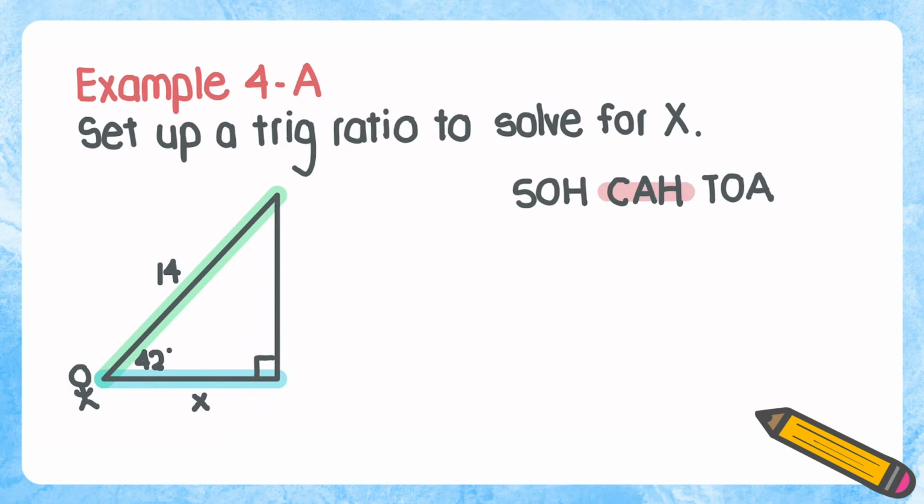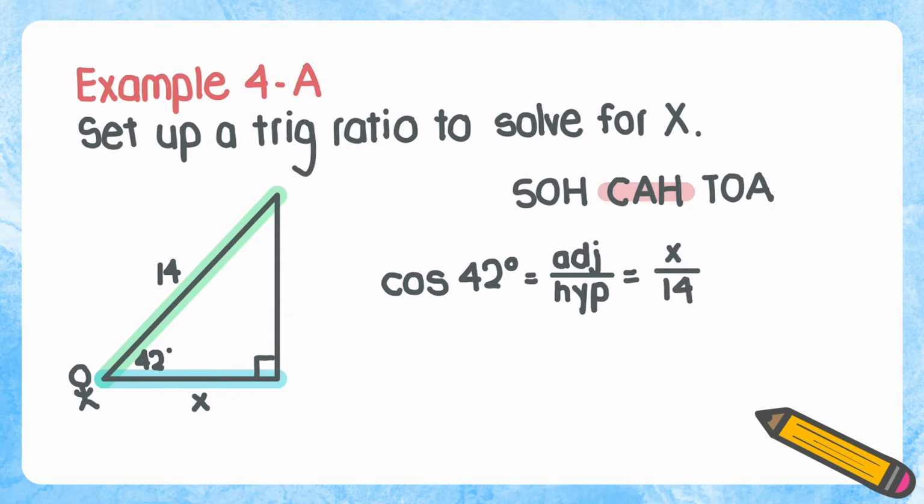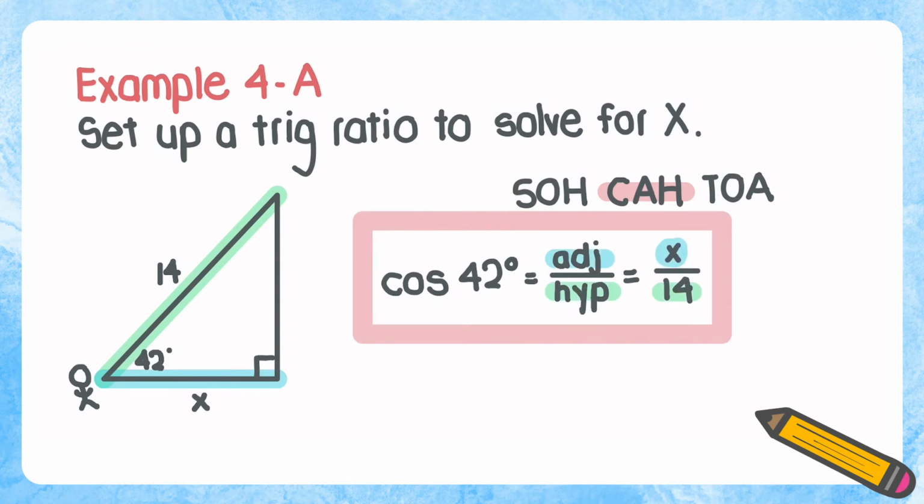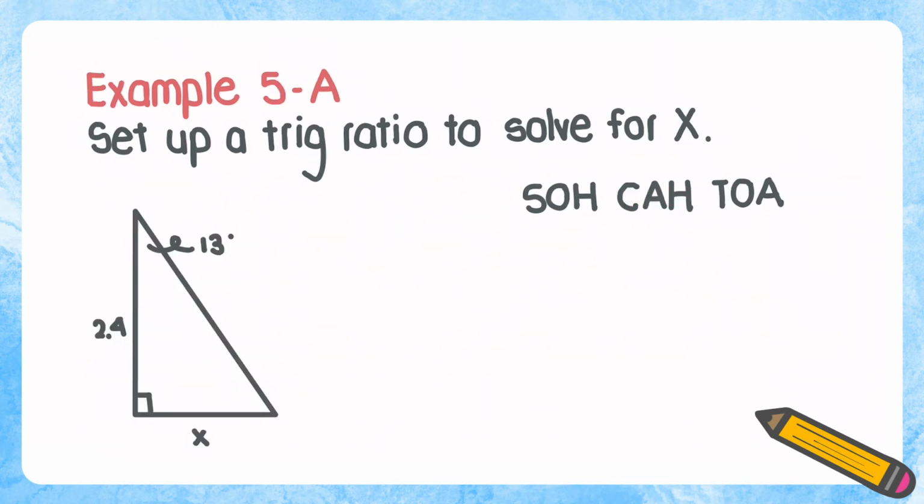So let's set up a trig ratio. The cosine of 42 degrees, the given angle, equals the adjacent side over the hypotenuse. The adjacent side is x, and the hypotenuse is 14. So for this example, we set up a trig ratio using the cosine function. And here's example 5, part A. Go ahead and try setting up the trig ratio on your own, and then press play when you're ready.